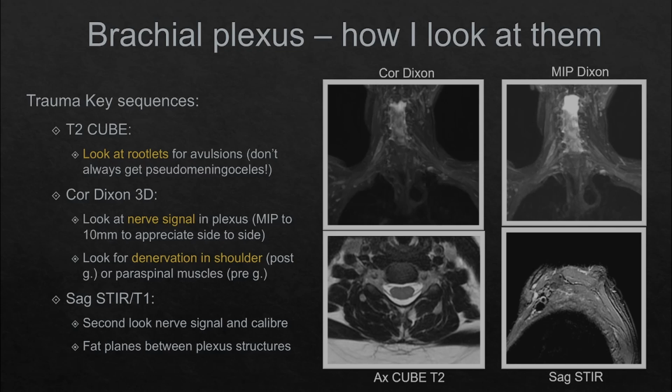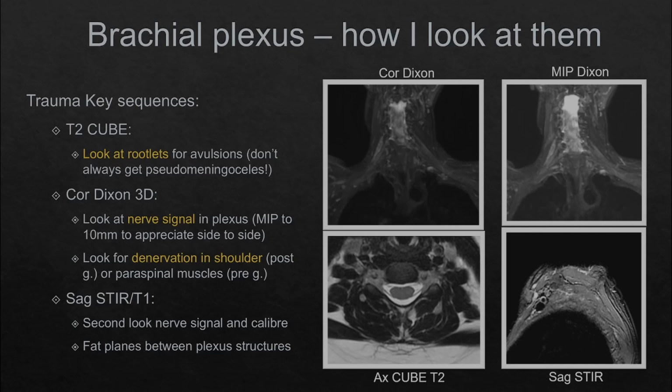I then turn to the coronal Dixon image to look at the nerve signal in the plexus, and it's often better to use the maximum intensity projection. I usually use a 9mm thickness. And this allows you to appreciate the nerve signal side by side, comparing the left and right sides. I'll then put it back to the regular thin slice coronal image and look for denervation edema in the shoulder girdle or the paraspinal muscles, which will be looking for postganglionic or preganglionic injuries respectively.